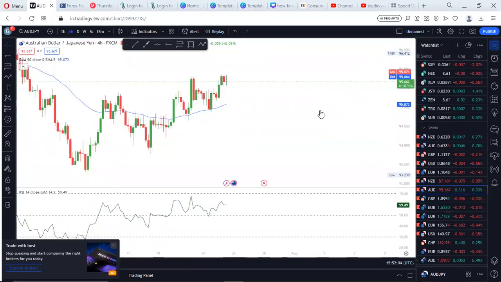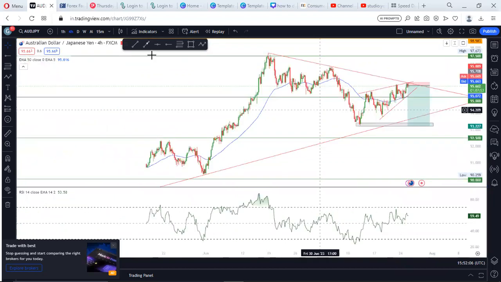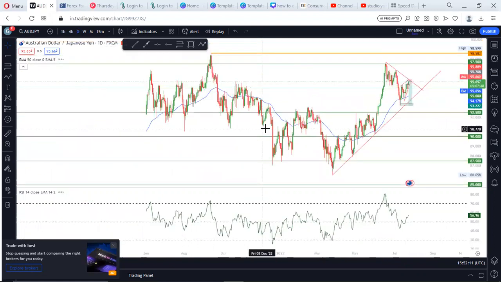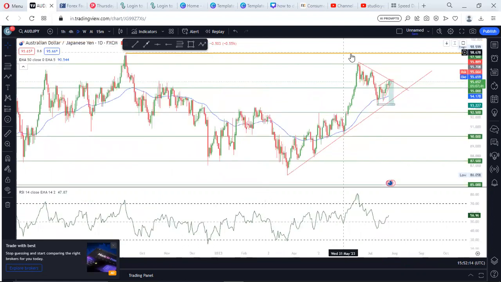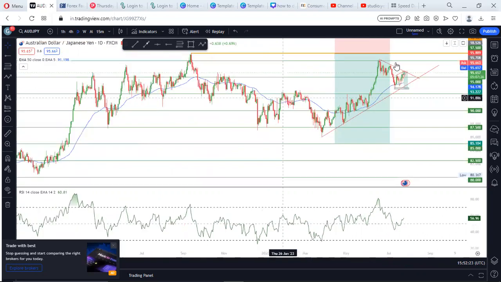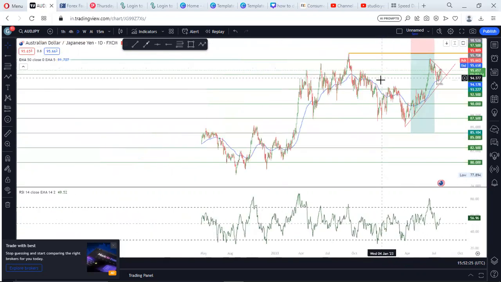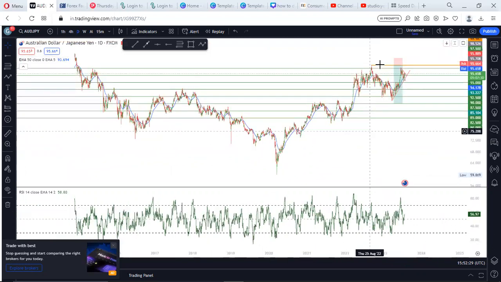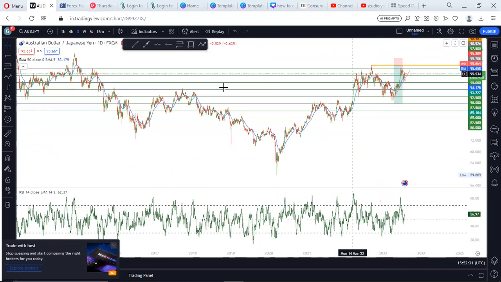So on AUDJPY, let me go to the daily and do a top-down analysis for you guys. As you can see, this is where I'm expecting that huge sell. I'm expecting a good sell from this position right here down to this place. But if I shrink the screen and look at it, you see that the market has been moving up for a while now.